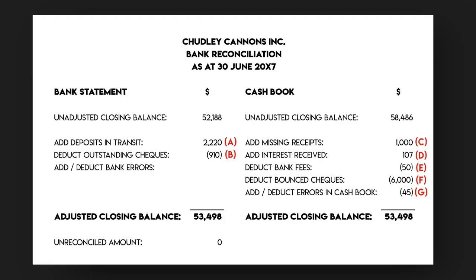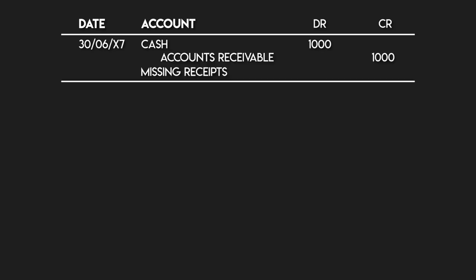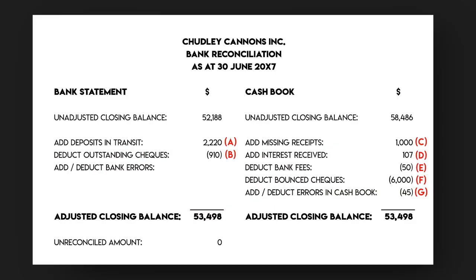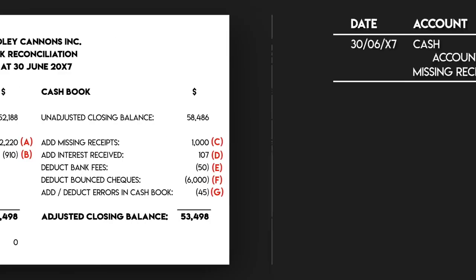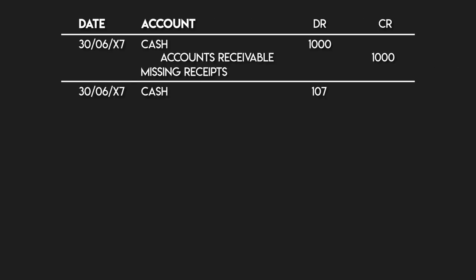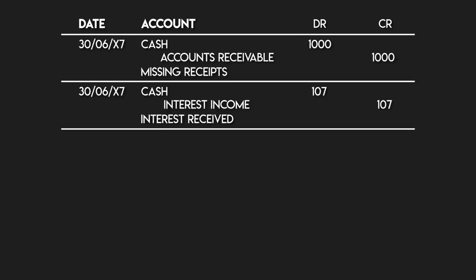Transaction C was for missing receipts of $1,000. We're adding this to our cash account, so we need to debit cash by $1,000. And the other side of the journal is a credit to decrease accounts receivable because one of our customers has paid us. Next, we have transaction D, interest received of $107. Again, this is a debit to cash because the Cannons have earned that interest, and the other side is a credit to interest income, which is a form of revenue.